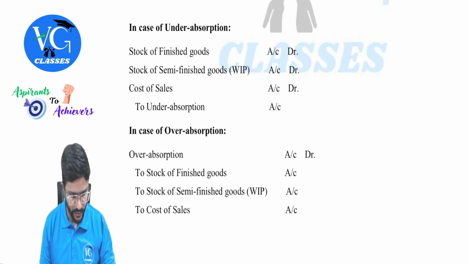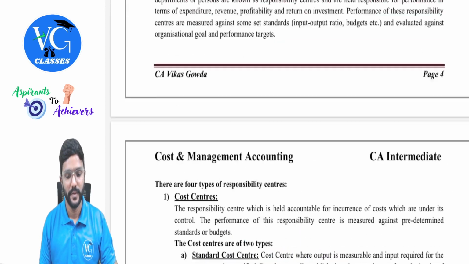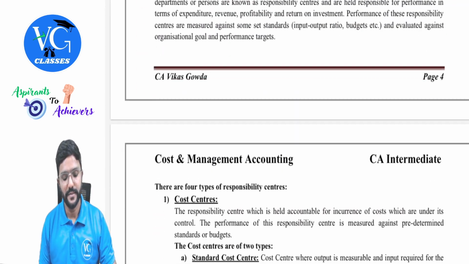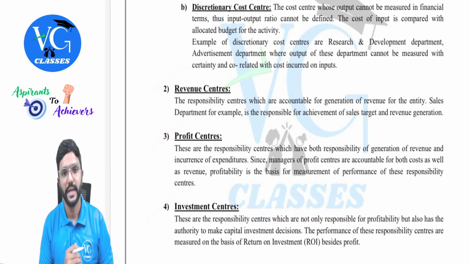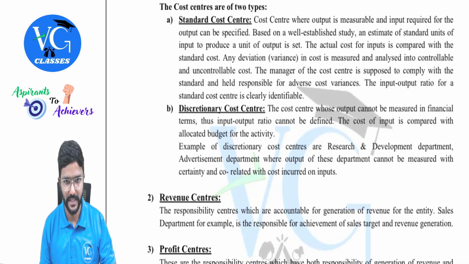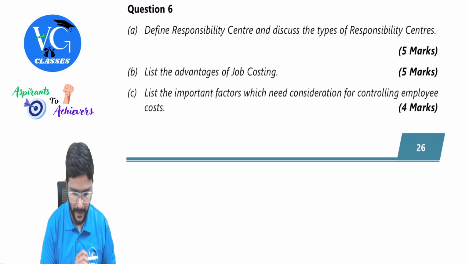Just a minute, I will show you. You can come to the first chapter. So for responsibility center, you need to just explain this, guys. Cost center, revenue center, profit center, and investment center. Fine. We'll move forward.